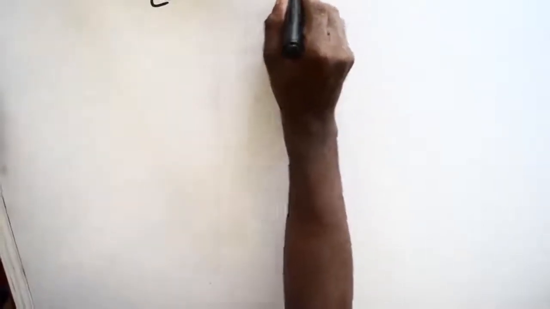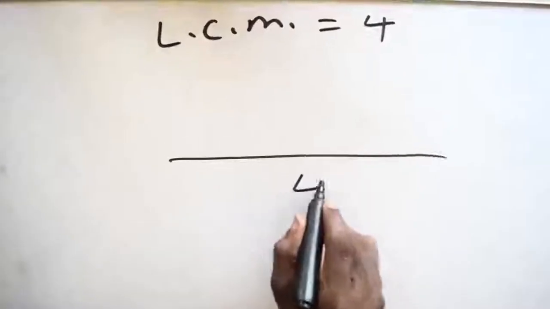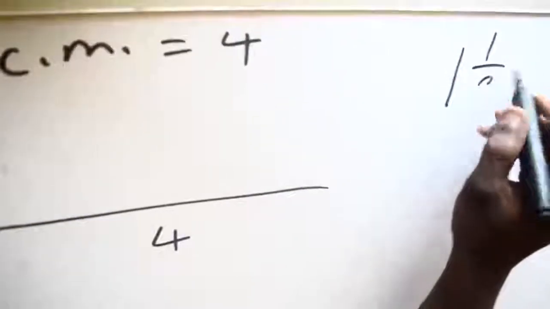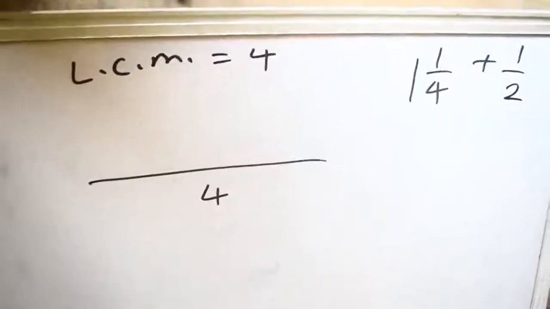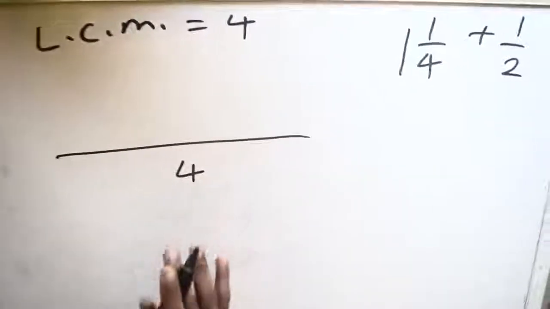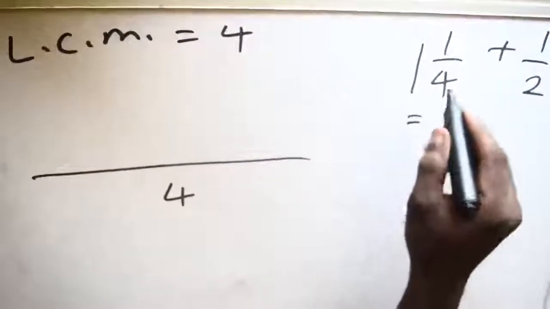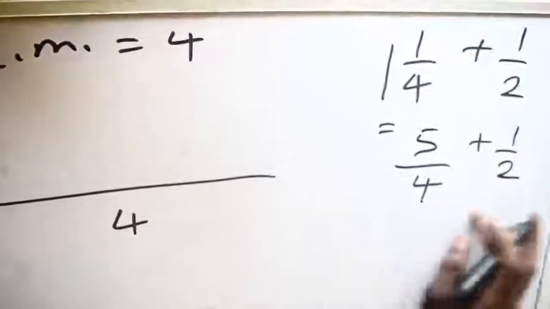Now since we have gotten 4, our LCM is 4. So you have to draw a line and put your LCM. Moreover, this is the question. Let me repeat it so that you guys will not be carried away. So the LCM is 4. We draw a line and put our LCM. The next is, mind you that from here we ended as 5 over 4 plus 1 over 2. So this is the new thing we are working with.